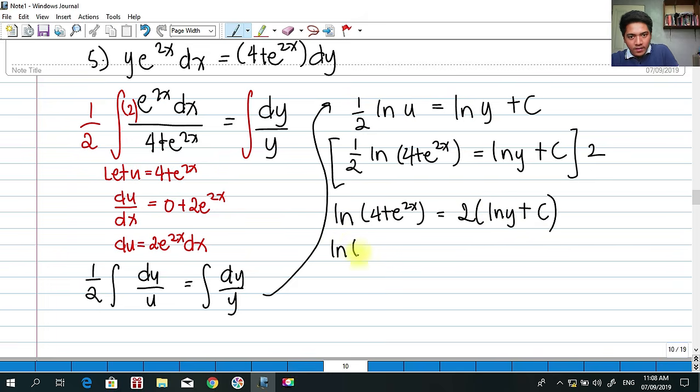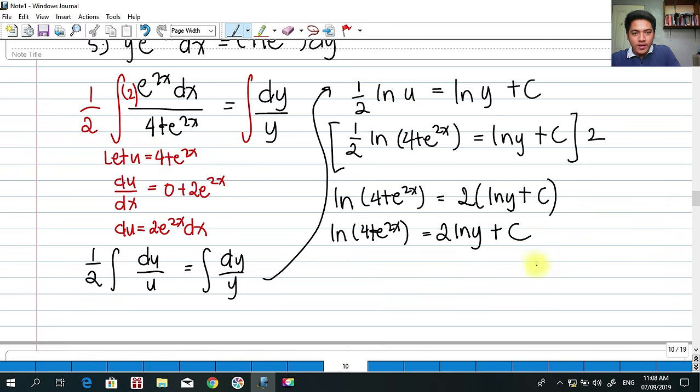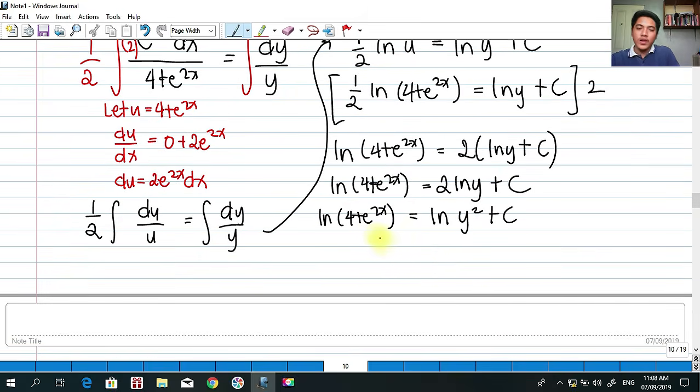So we have ln of 4 plus e raised to 2x is equal to 2 ln of y plus 2c, where c is still c. By properties of logarithm, we can rewrite this 2 ln y as ln of y squared plus c. In order for us to eliminate ln, because we have ln in terms of x and ln in terms of y, we can again raise them up by e.